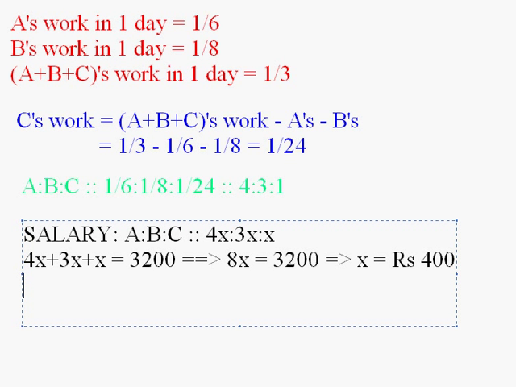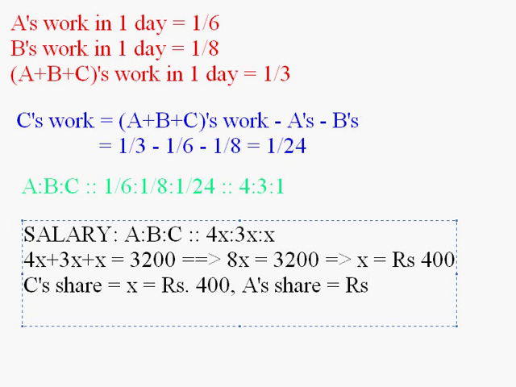Can we calculate C's share? C's share will be x, that is rupees 400. What about A's share? A's share will be 4 times 400, that is rupees 1600. What about B's share? B's share will be 3x, that is 3 times 400, rupees 1200, right? So this is what we needed to find.